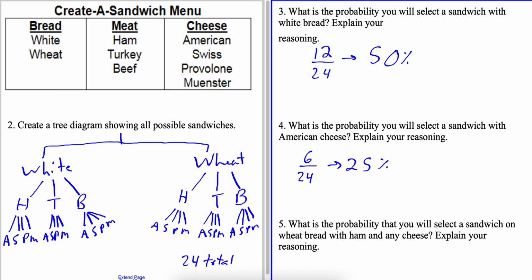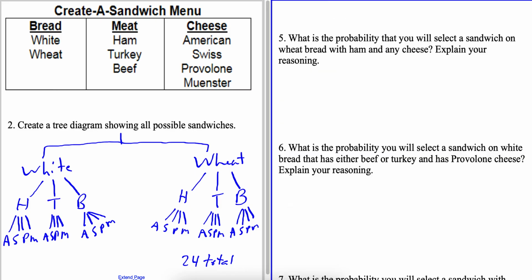Cool beans. I'm going to bump this down. What's the probability that you select a sandwich on wheat bread with ham and any cheese? Wheat bread, ham, and any cheeses. 1, 2, 3, 4. 4 out of 24. So 4 divided by 24, then we get 1/6. 1/6 as a percent would be about 17%, you know, when you round.